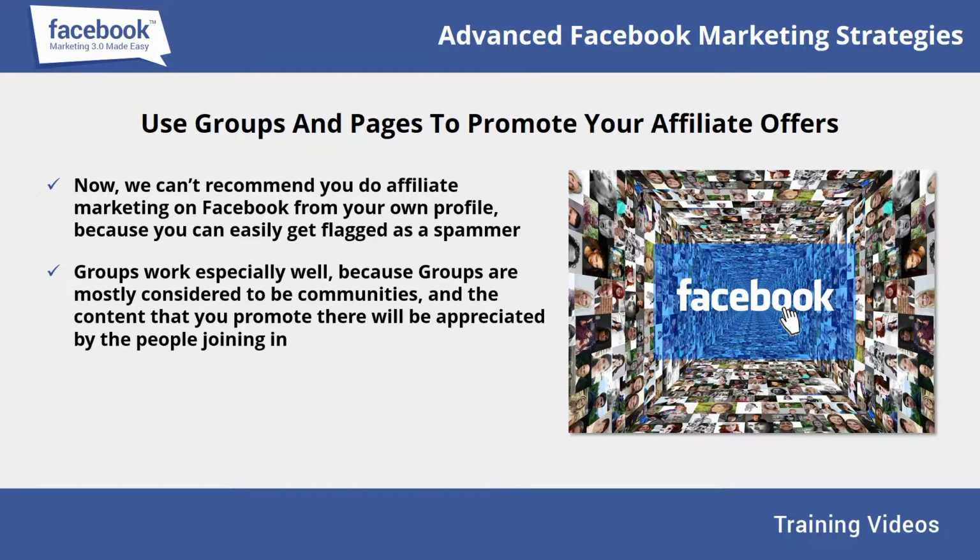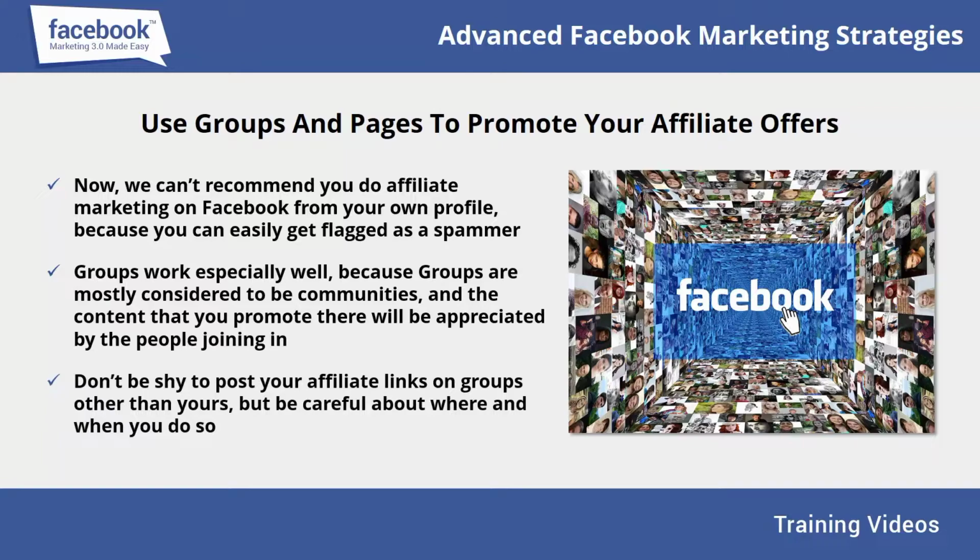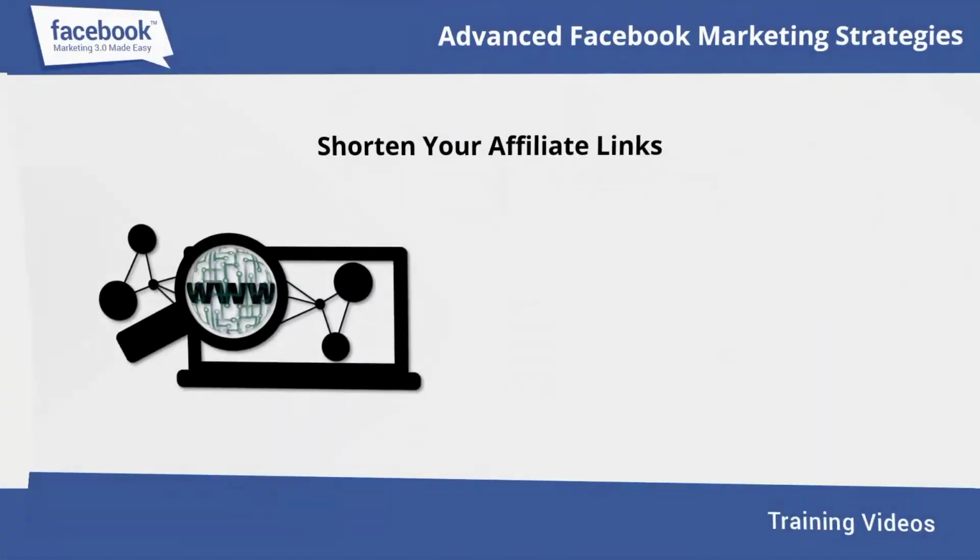The best strategy is to create a group centered around a highly popular niche, and then start posting your content first and your affiliate links later. Don't be shy to post your affiliate links on groups other than yours, but be careful about where and when you do so. Sharing affiliate links during the holidays is mostly okay, for example, and on deal-centered groups as well.